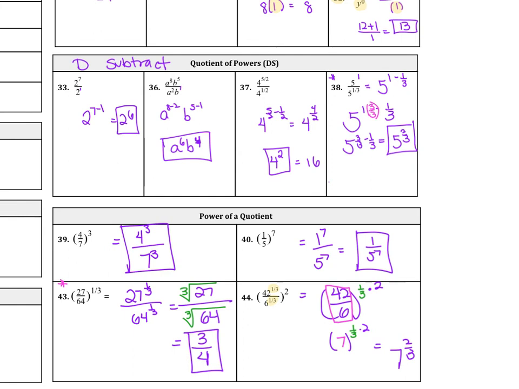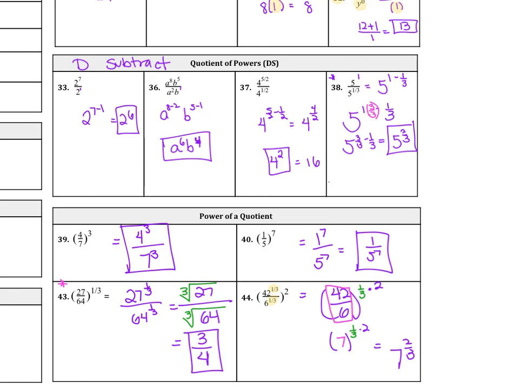Now with this step, you can divide the 42 and 6. So 42 divided by 6, or 42 over 6, is 7. And then that 1/3 is on the outside. But remember, it's power to power, so they're going to multiply. So it's going to be 1/3 times 2, which is 2/3. So the final answer is 7 to the 2/3.